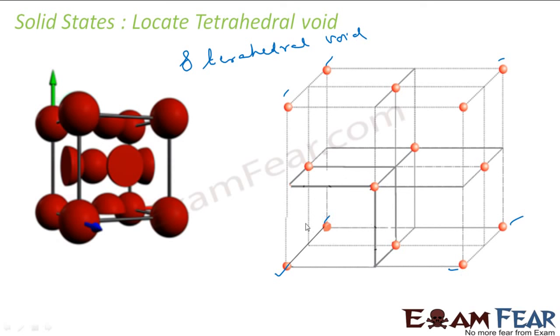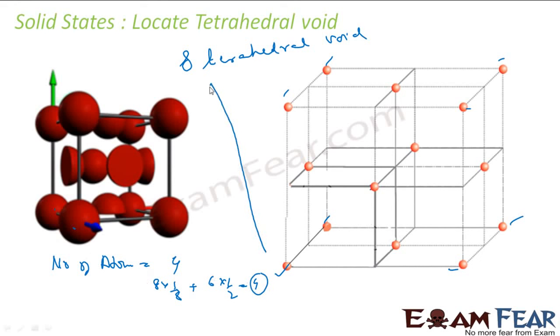Correct. So how many are the number of atoms? Number of atoms in this is nothing but 4. There are 8 in the corners, each contributing 1/8, and 6 on the face, each contributing 1/2. Total is 4. So number of atoms is 4. Number of tetrahedral voids is 8. That is twice of that. And that is what we have seen. We have seen also that the number of tetrahedral voids is twice the number of atoms, and that is true here also.